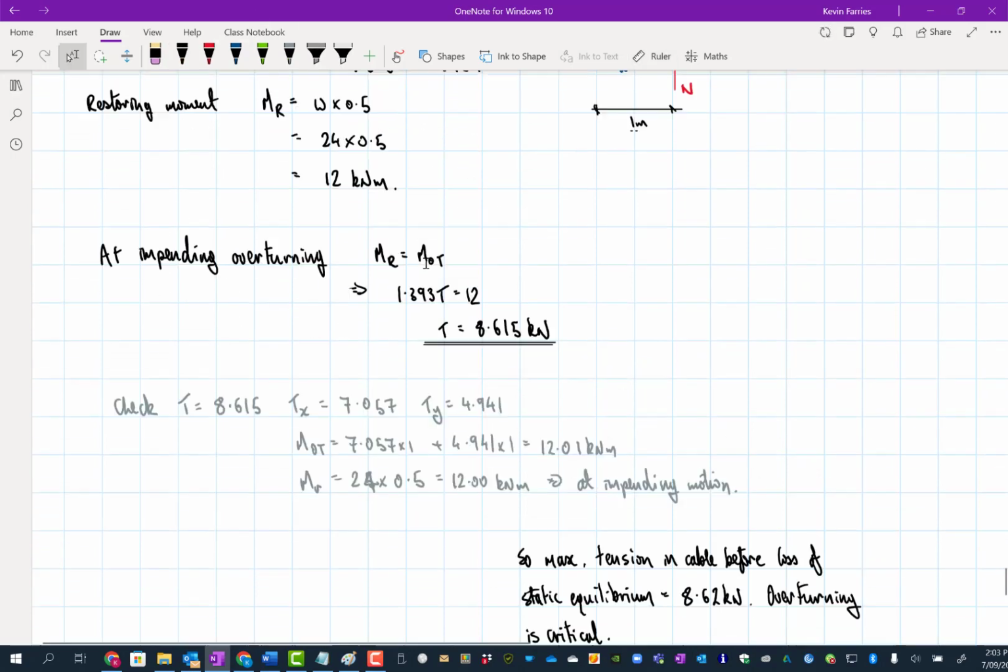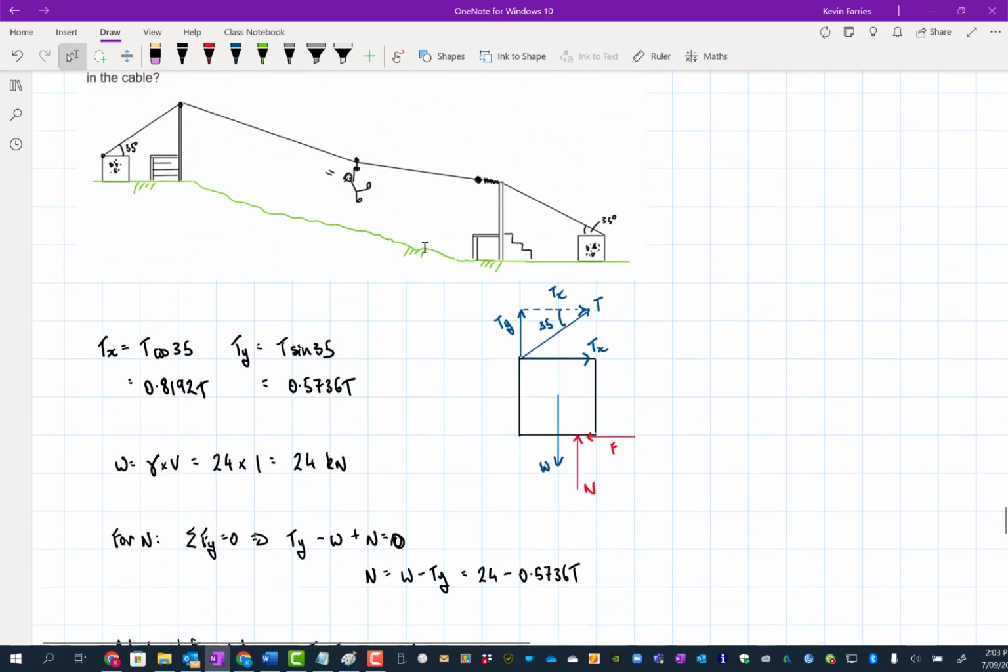Okay, so just a quick recap of what we did. We had a block that was holding down this cable. We wanted to figure out the maximum tension in the cable, which will be a function of how heavy this person is. That could be anchored with this 1 cubic meter concrete block.